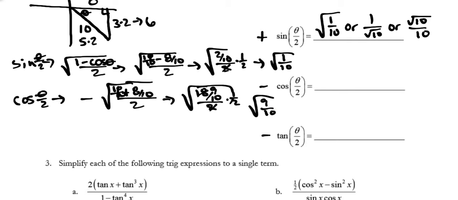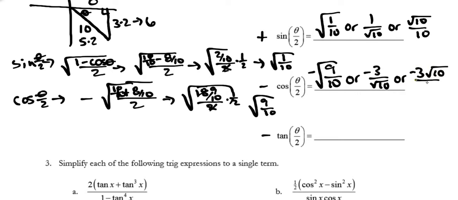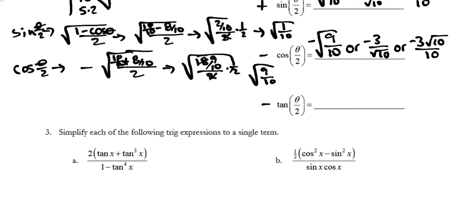So we have a couple options here. We have the square root of 9 over 10. Remember, it's negative. Okay, or we have negative 3 over square root of 10. Or we can rationalize and have negative 3 square root of 10 over 10. So all three are acceptable.